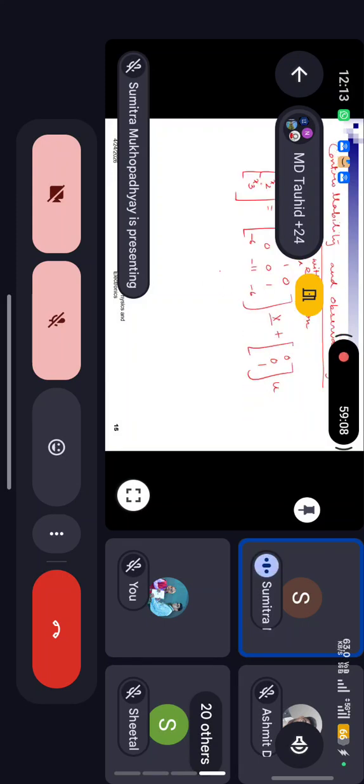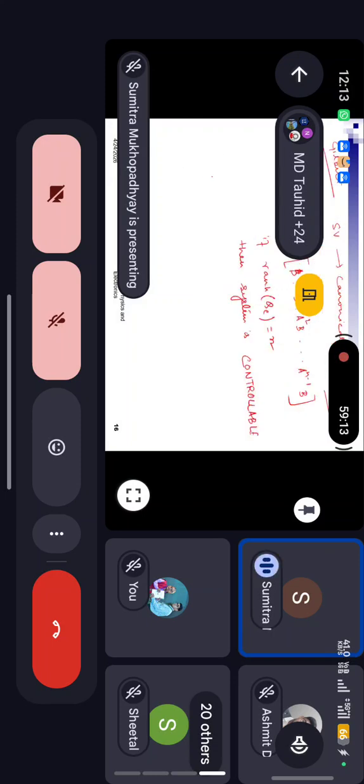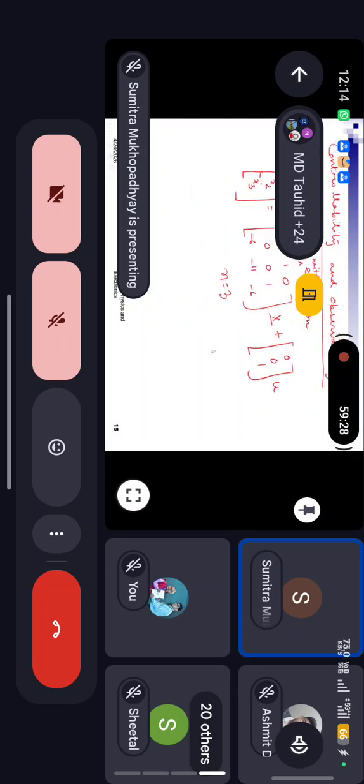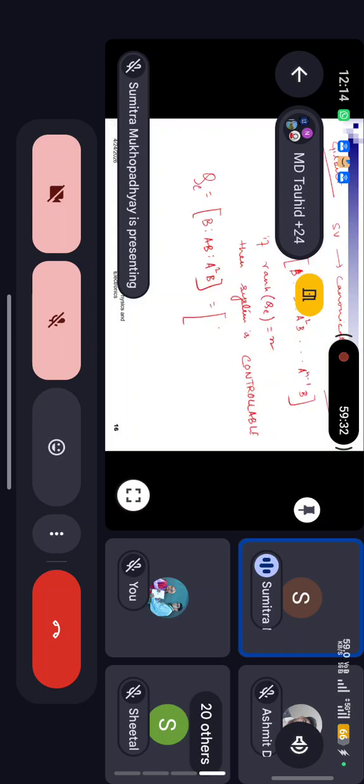So here, n is equal to 3. So your controllable matrix will be something like B, AB, and A square B. So this is your controllable matrix. Now B already we know: B is 0, 0, 1. So you place 0, 0, 1 here. What is AB and A square B? That you will calculate and you will give me the answer.